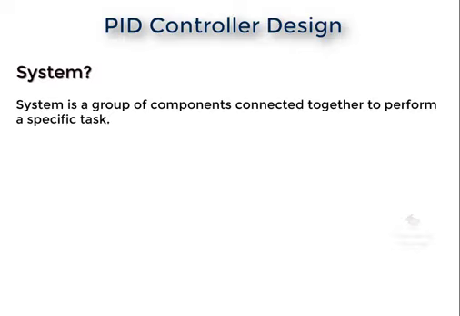Okay, so before we go to the regular presentation, what do you mean by a system? The system is a group of components connected together to perform a specific task. Okay, so which means you people have gathered in ECE. The specific task is to get the bachelor degree in electronics and communication engineering.